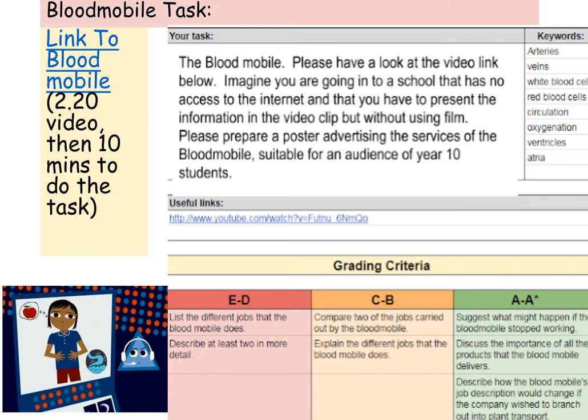Bloodmobile. This is a rather irritating video, I think, on the function of blood. 2 minutes 20 seconds on the video, and then 10 minutes to do this task, which is looking at the video and preparing a poster advertising the services of the Bloodmobile, suitable for an audience of Year 9, Year 10 students, so GCSE students. And you have some keywords there to help you with that. So again, stop the video, watch that video, and prepare that poster.